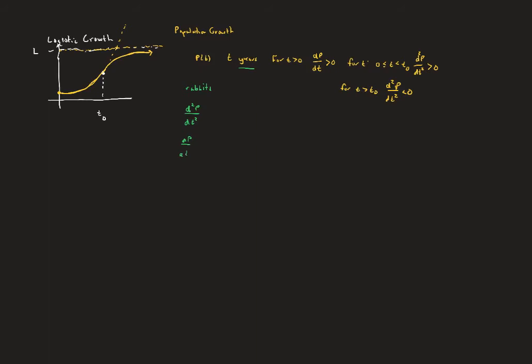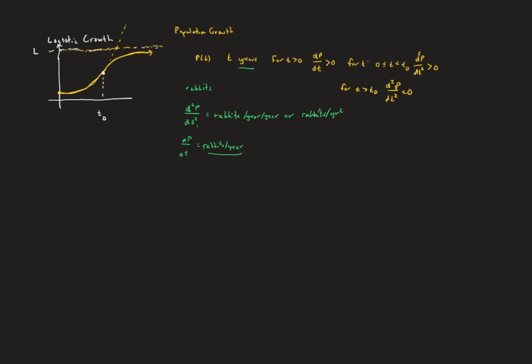dp dt is going to be rabbits per year. Those are the units for our first derivative. And the second derivative is the rate of change of the first derivative with respect to t again. So you could correctly call this rabbits per year per year, which sounds weird but is correct, or, and this seems maybe even stranger, you can call that rabbits per year squared. And that is the correct units for the second derivative.